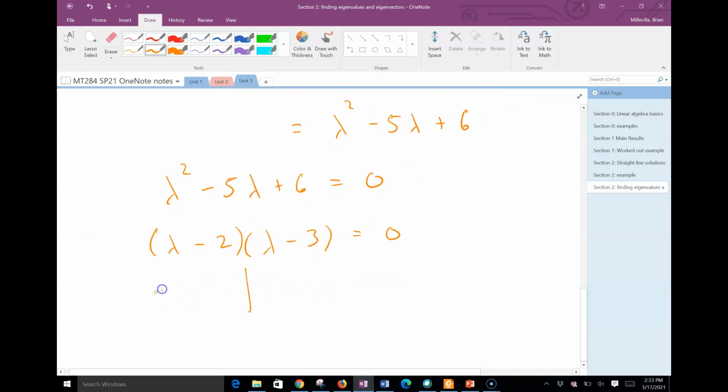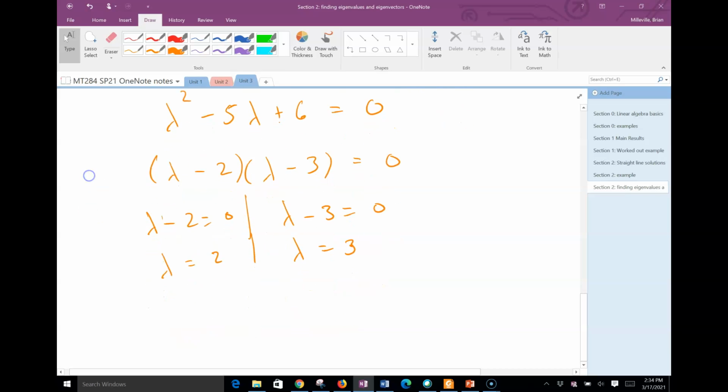Set each factor equal to 0 and solve the resulting equations. We get that lambda is equal to 2, or lambda is equal to 3. Alright, so we've got two eigenvalues. We're always going to come up with two in our first bit of work here. And we're going to label these. I'm going to call the smaller one lambda 1. And in some of the homework, that's the way it's going to go. You have to label the first one, the smaller one, lambda 1. And lambda 2, we're going to call 3.